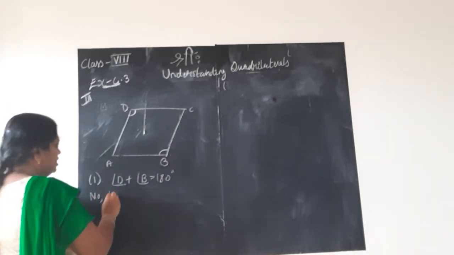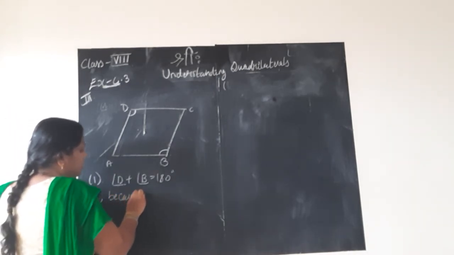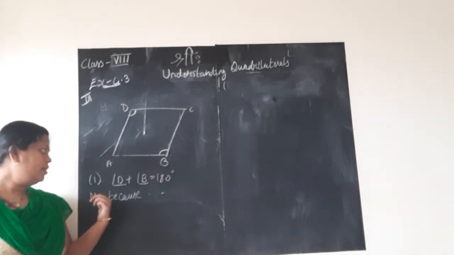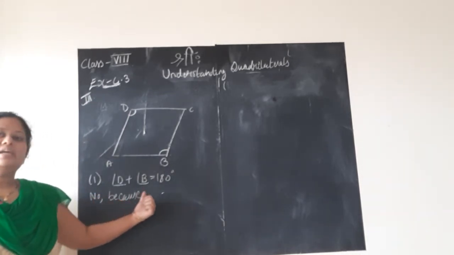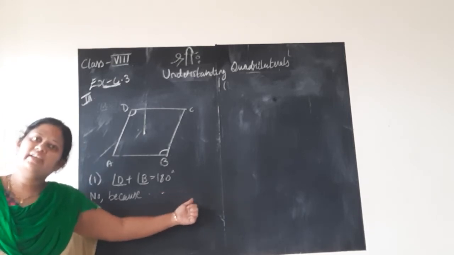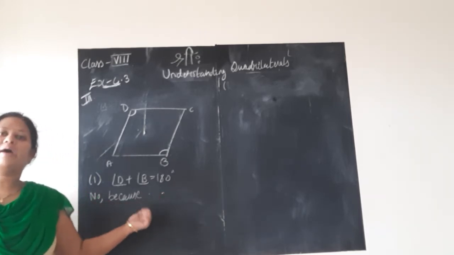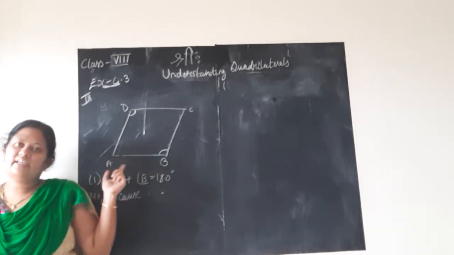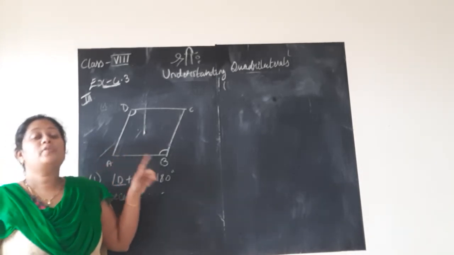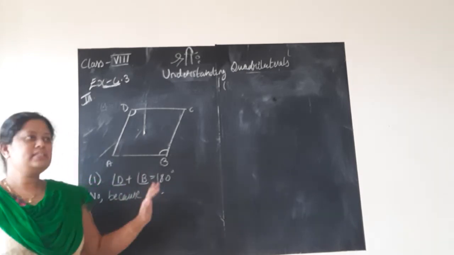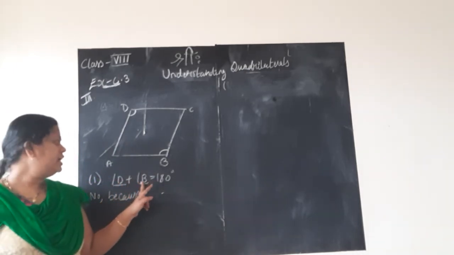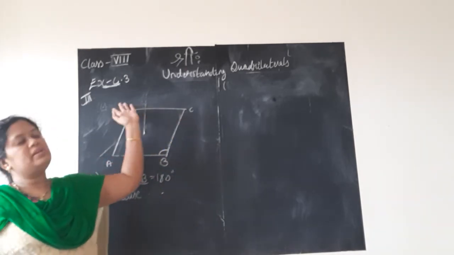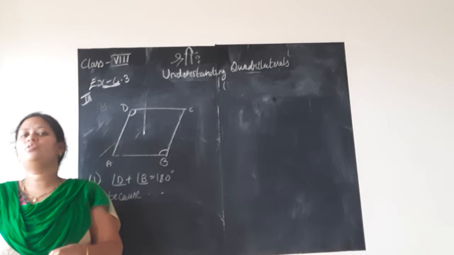Because I will just dictate, children, here now only. I will not write the whole sentence on the board. Now, the answer is no, because it should also satisfy the other properties of a parallelogram, like the sum of adjacent angles is 180 degrees and opposite angles are equal. Hence, by angle D plus angle B equal to 180 degrees, we cannot say that ABCD is a parallelogram. You will write.